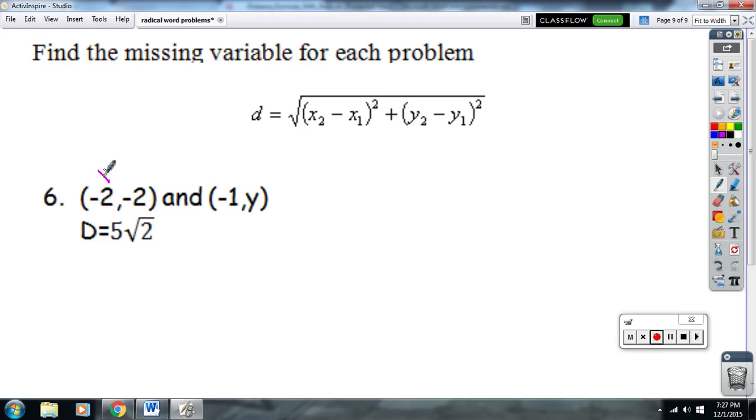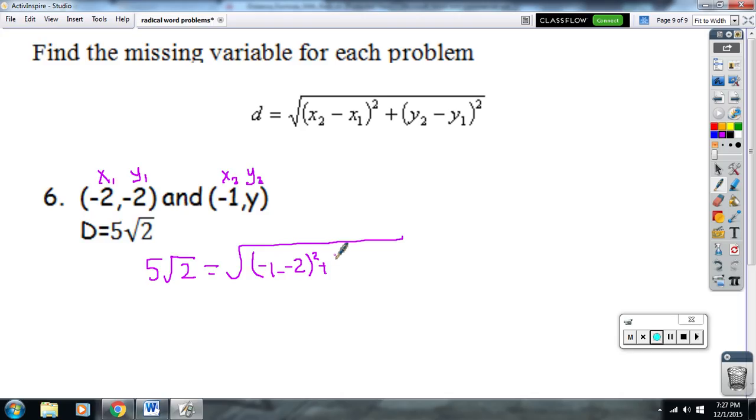But I'm going to go in order, so I'm going to label my first ordered pair x1, y1, the second ordered pair x2, y2, and then of course the distance is 5 square root of 2. Where we'd start with this is we would take what we have and plug it into the distance formula. My distance is 5 square root of 2, so that's what I put first. Then I have equals the square root, and then x2 minus x1, which would be negative 1 minus negative 2.